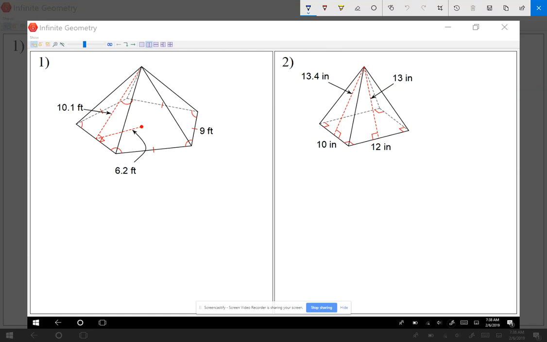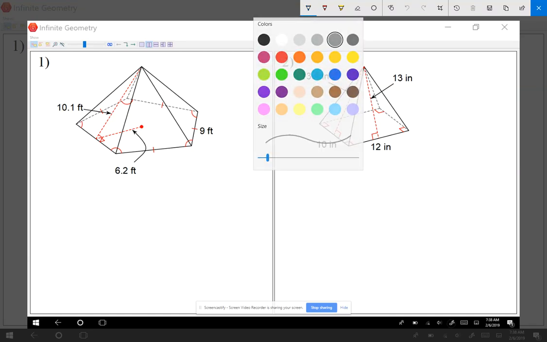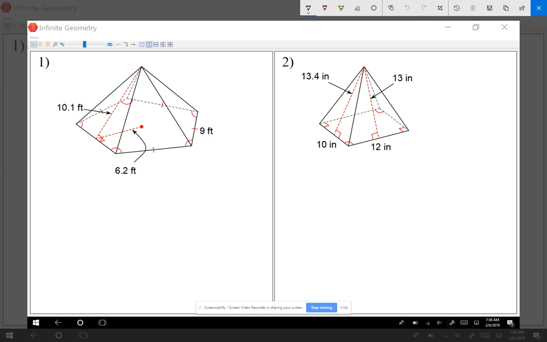So what I do recommend is make it flat, make the whole figure flat. Question number one, I see that the base is a pentagon. You guys can see the base there. I'm going to draw the base. I'm just worrying about the pentagon. And remember, for the area of a polygon, I go perimeter times the apothem divided by 2.